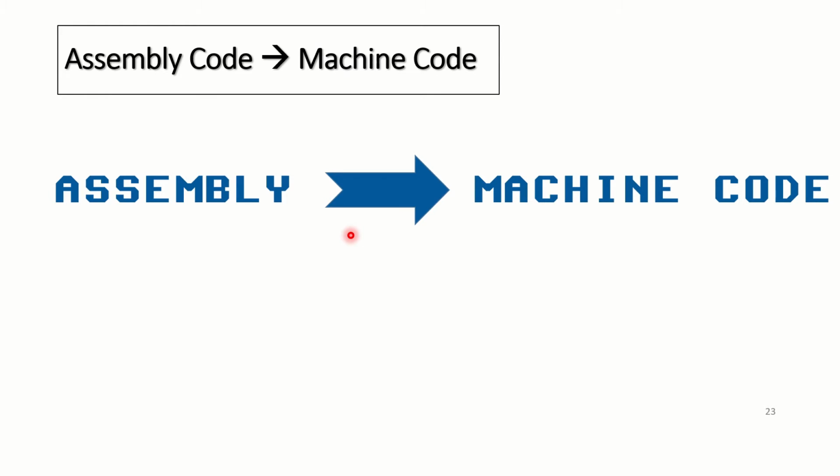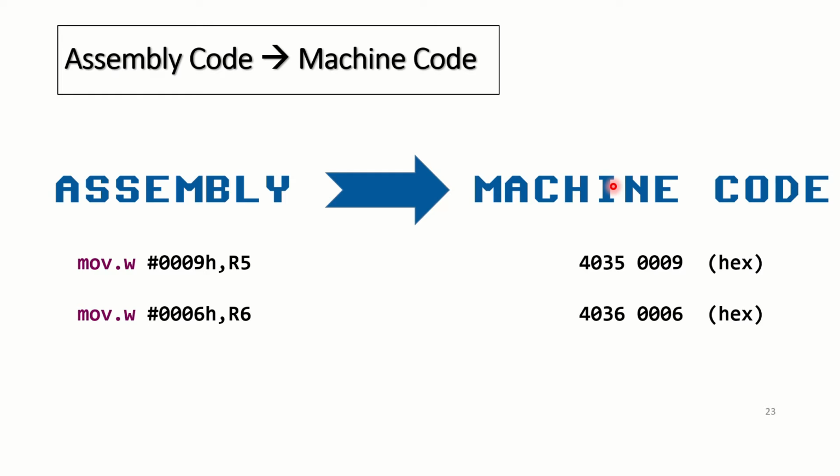Actually, the assembly code and the machine code are not the same thing. The assembly code that we write or the code that was converted from the high-level language, such as C, is then converted to the machine code or machine language based on the instruction set of the processor that we are using. So, in this example, the first move instruction, which inserts the 0009 hexadecimal number to core register R5, is shown in machine code as 4035 0009 hexadecimal. The second line, which inserts the 0006 hexadecimal number to core register R6, is shown in machine code as 4036 0006.